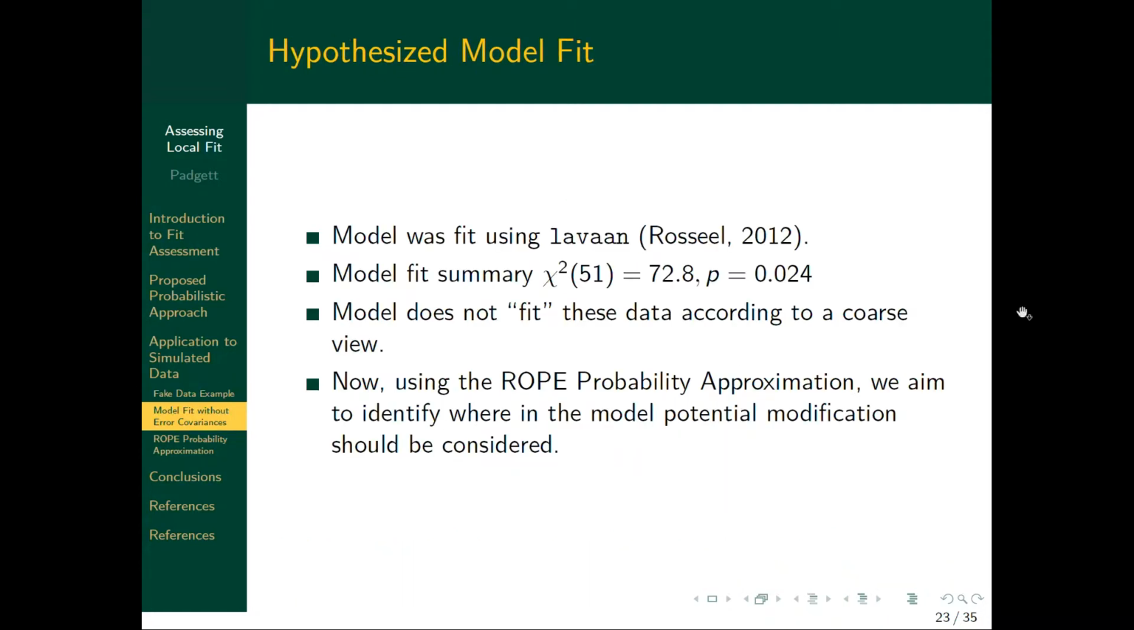So basically I just used lavaan in R when I estimated the misspecified model. No shocker, it does not fit the data. And so we need to figure out why the model does not fit the data. Using the rope probability approximation, we want to try to identify a potential modification that might help us understand where this misfit is occurring and potentially why it's occurring.